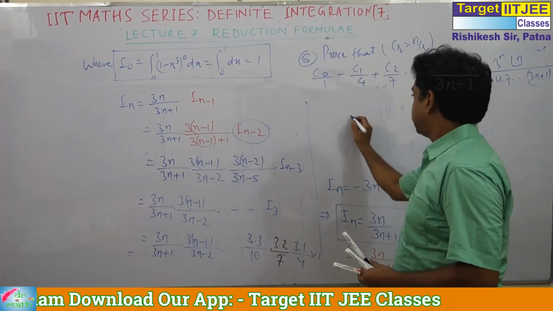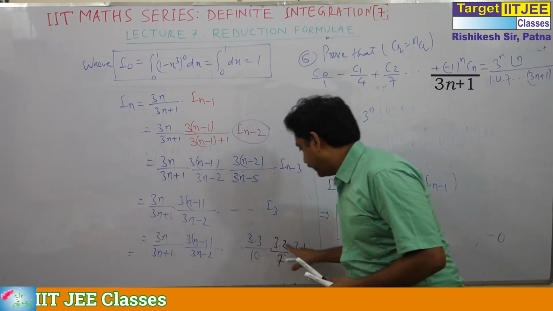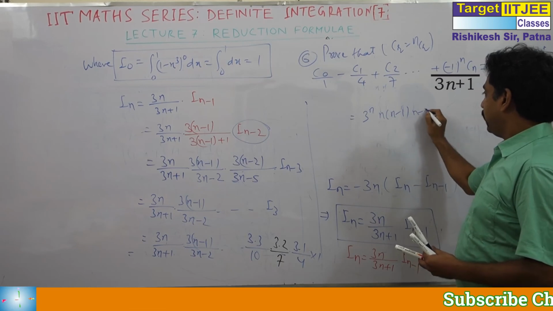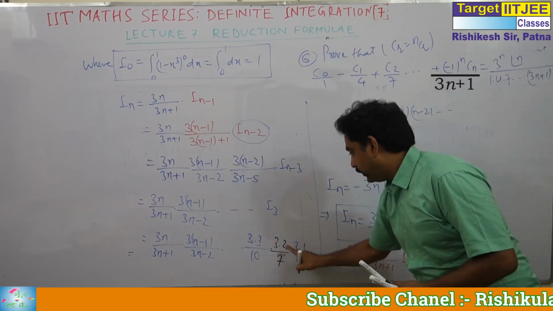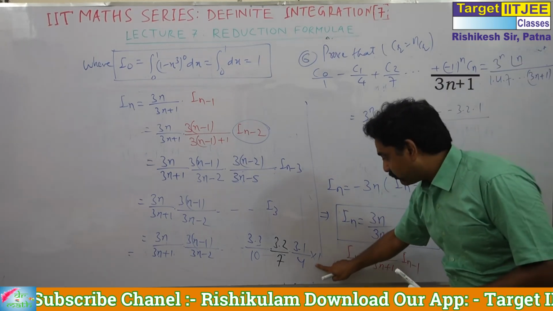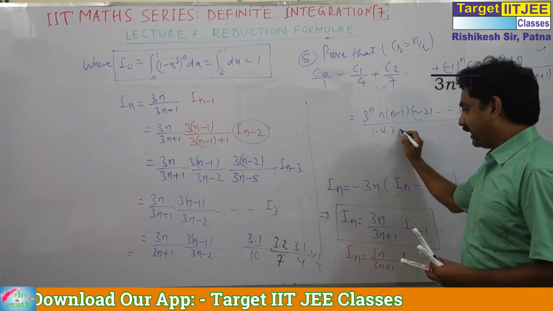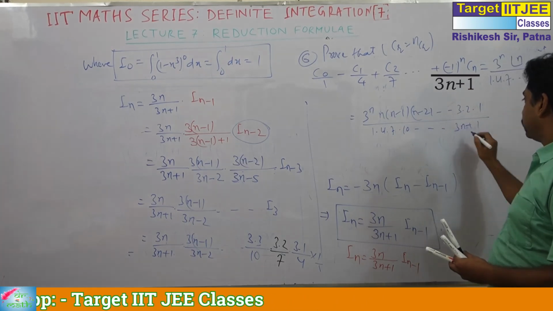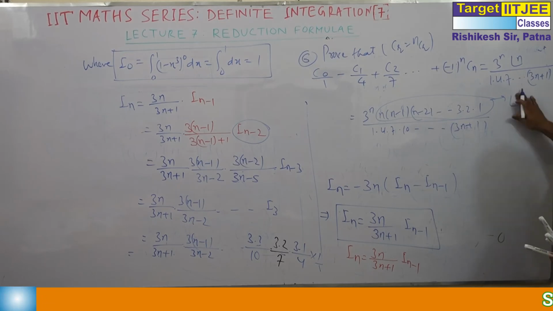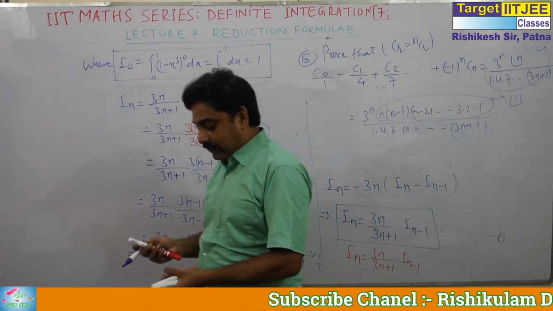Actually all the terms contain a factor 3: 3, 3, 3, so 3 to the power n, into n, into n minus 1, into n minus 2, up to 1. In the denominator, if we start from the right side, 1, 4, 7, 10, up to 3n plus 1. And the numerator product we can write as n factorial. So that is the result. This is the reduction formula.